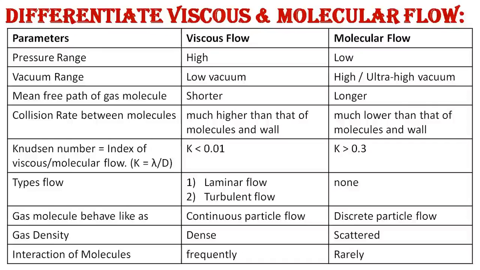Next parameter is how the gas molecules behave: in viscous flow, as a continuous particle flow, and in molecular flow, as discrete particles. Next parameter is the gas density. In viscous flow it is dense and in molecular flow it is scattered. Next parameter is the interaction of molecules. In viscous flow it is frequent, in molecular flow it is rare. So that is the difference between viscous and molecular flow by various factors.